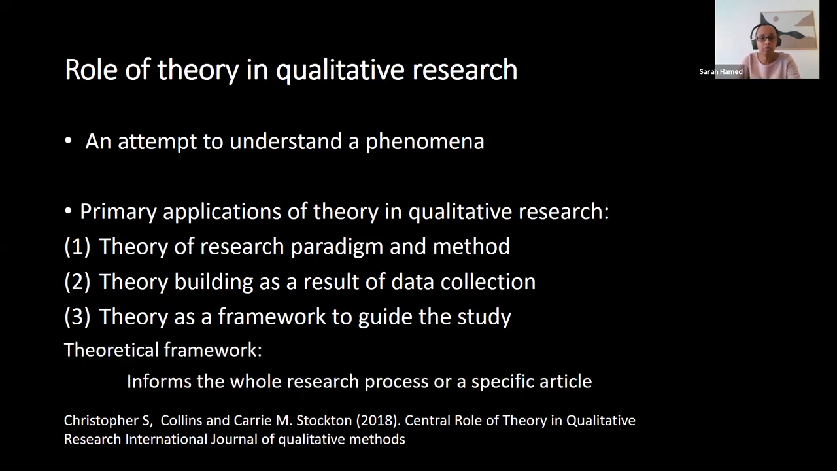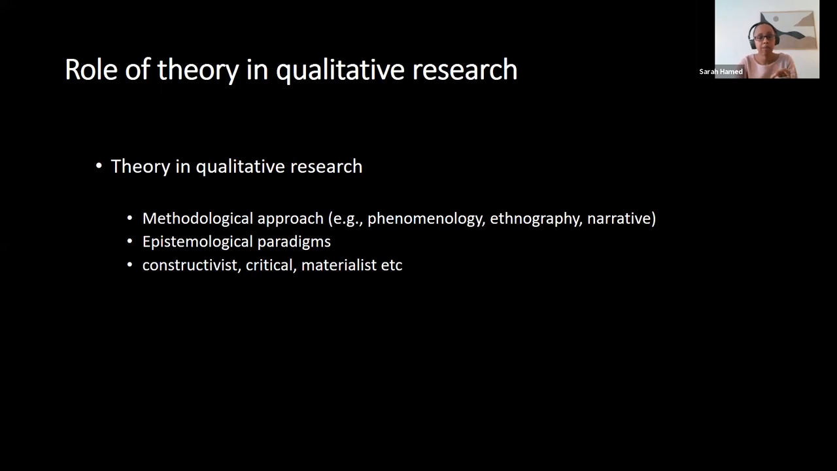And so theory is a whole framework that guides the process from recruitment to writing the article to publication, but it could also guide the specific article. So like I said, I will talk about that by giving examples from my research so it becomes more clear. So theory in qualitative research is important because it informs the methodological approaches. So what kind of method are you going to use? Will you have a phenomenological approach? Are you going to conduct an ethnographic study? Are you going to do semi-structured interviews? Are you going to do focus group discussions? All of those decisions are informed by theory.